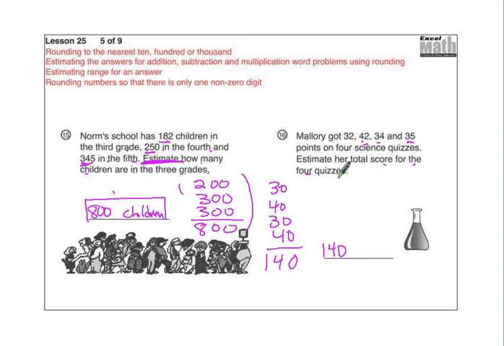Total score for the quizzes. That's 140 points. I bet some of you missed the label on that one. Make sure you get the right label.